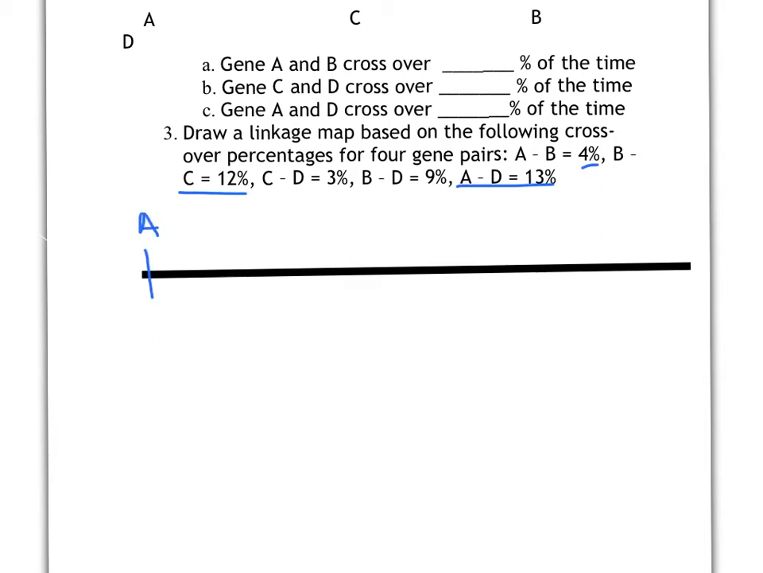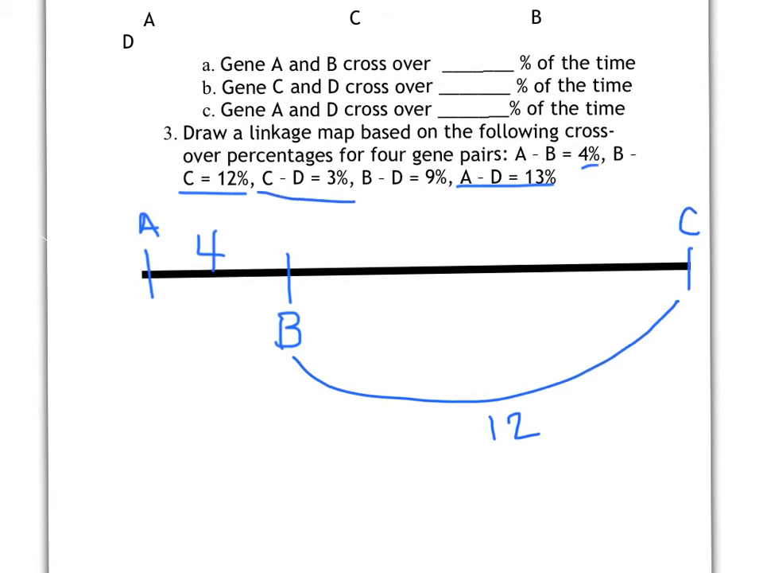So actually A is going to be here. A and B are close. They're only 4 away. B and C are 12 away. A and D are 13 away. And B and C are 12 away. So we're going to say that's C, and that's 12 units away. A and D are 13 units away. And we know C and D are only 3 units.